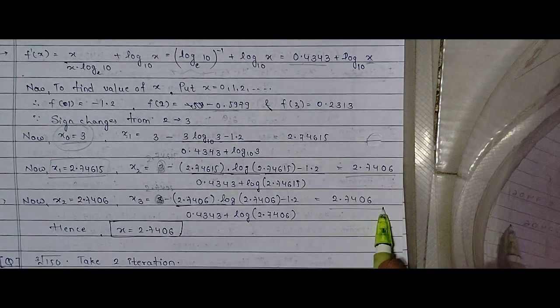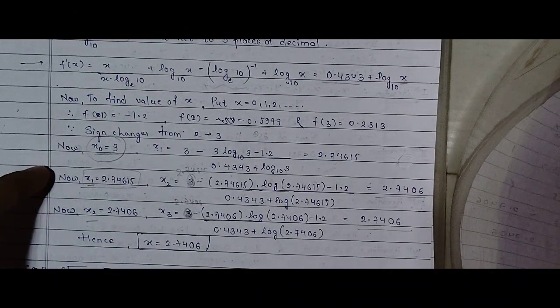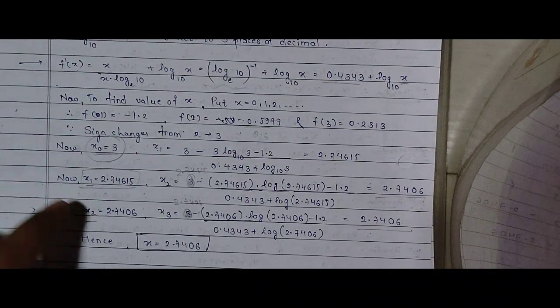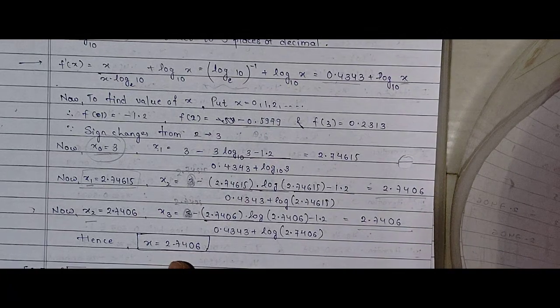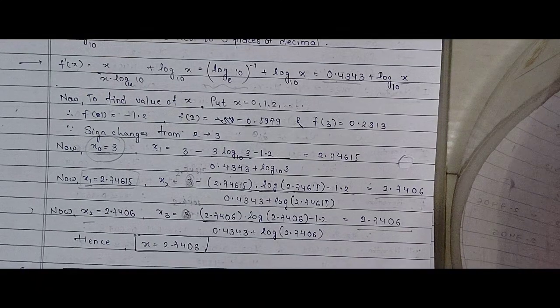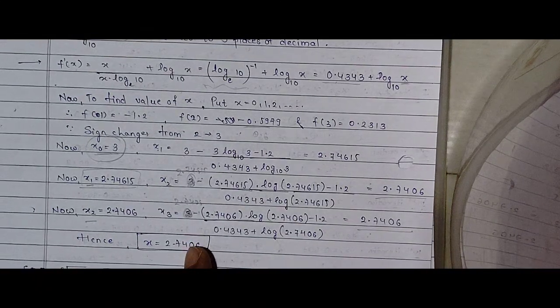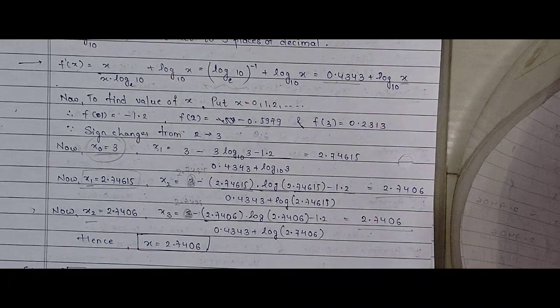And you will be getting 2.7406. So guys, from x1 and x2, that is the second and third iteration, we are getting the value of x as constant, that is 2.7406, and it is the same up to 4 decimal places. In our question we have been asked to correct these values up to 3 places only. So now we have corrected it up to 4. So there is no need to calculate x3, x4, x5. There is no need of calculating that. So you can leave this answer here.